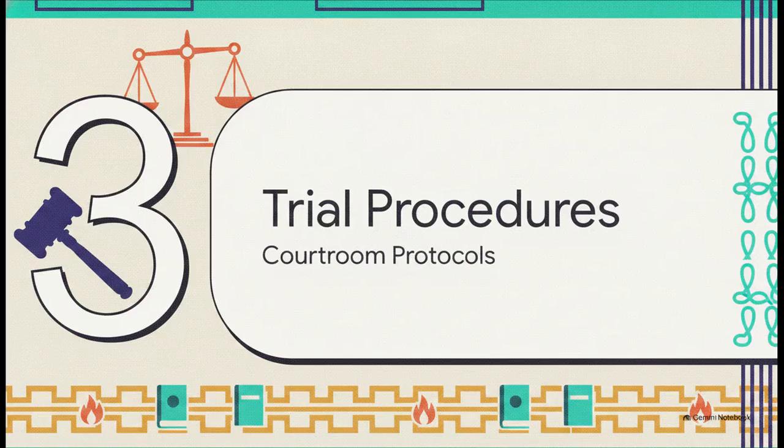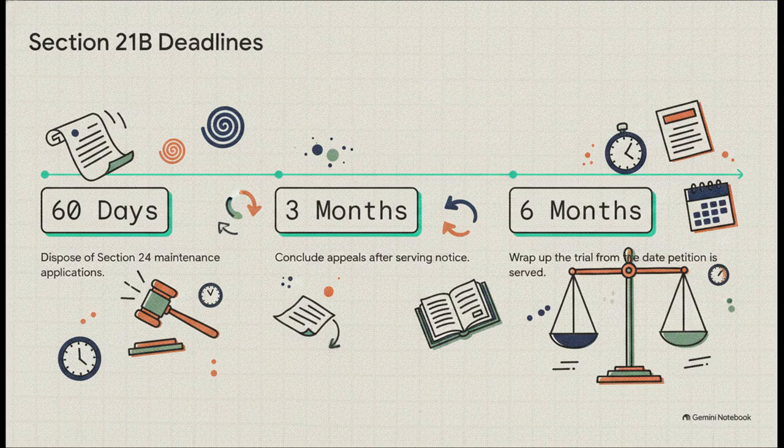All right, shifting gears. Section 3, Trial Procedures and Protocols. Now, timelines are absolute gold for any exam recap, so you really need to lock down these 3 critical statutory deadlines, which were basically designed to stop family disputes from just dragging on for decades. First, Section 24 maintenance applications, those should be disposed of within 60 days of notice. Appeals, they should ideally be totally wrapped up within 3 months.